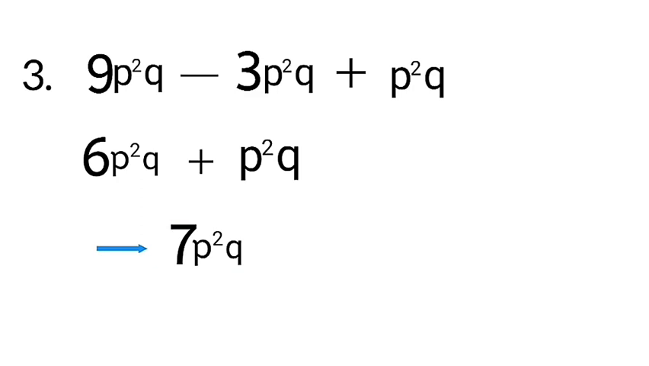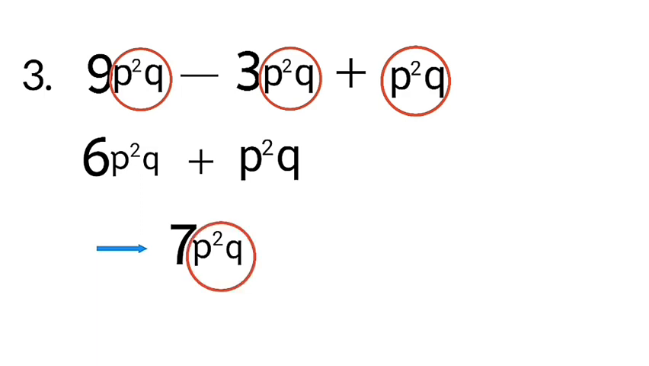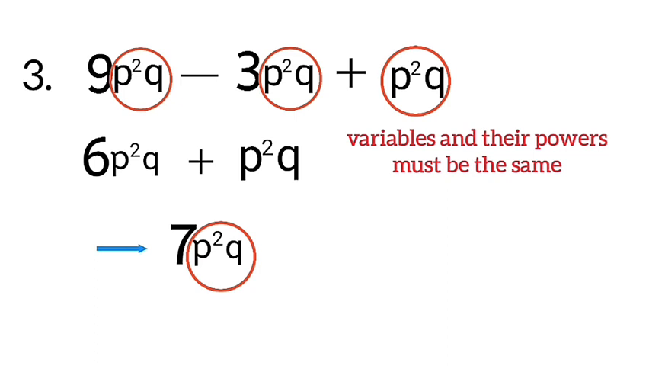When you cross-check from the question and the answer, you realize that the variables and their powers from the question are the same as the variables and their powers in the answer. This is exactly how like terms must work, so please take note of that.